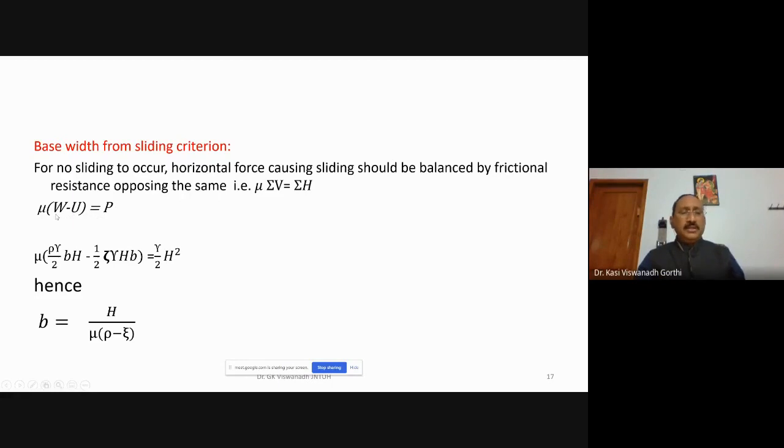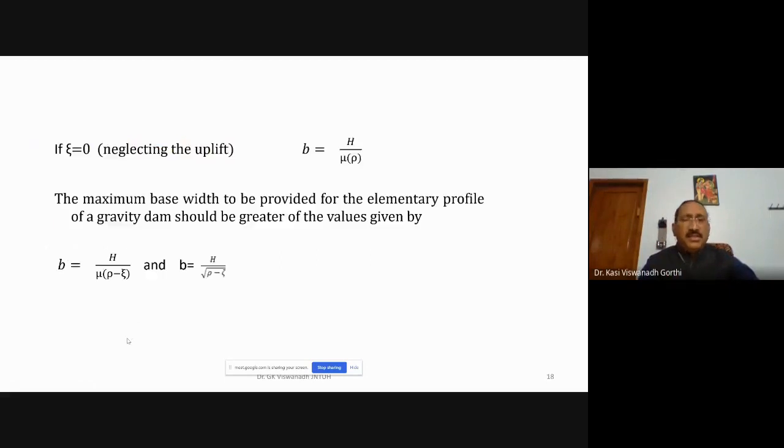So substituting these values here, W the self weight is half of rho gamma into b h, minus U, the uplift, half of zeta gamma h b, is equal to gamma by 2 into h square. So from this you can see the base width b will be equal to h by mu into rho minus zeta. You have got two criteria. Based on these two criteria, the stress criterion and the sliding criterion, you may be getting two different values of the base width.